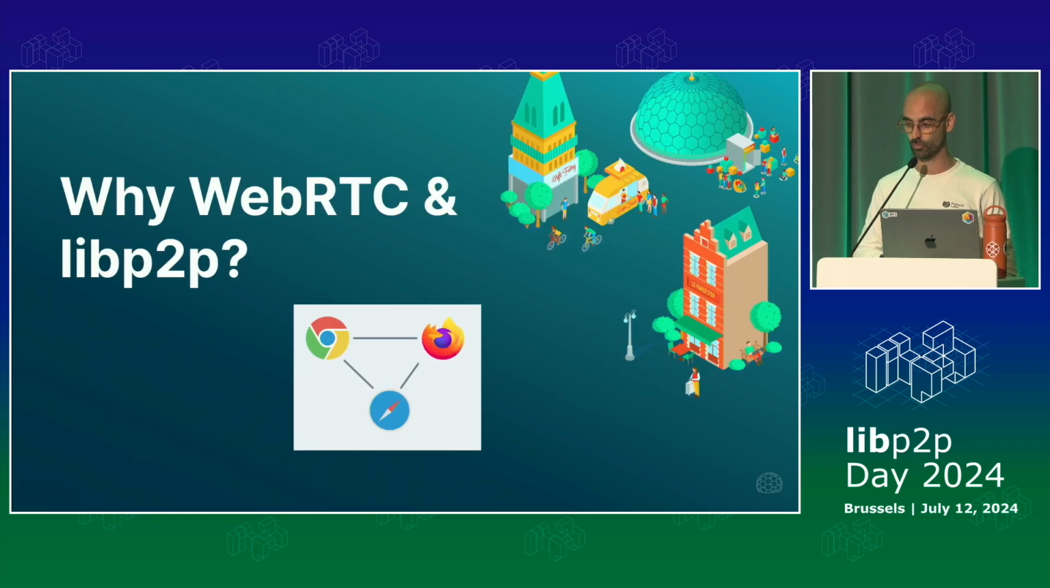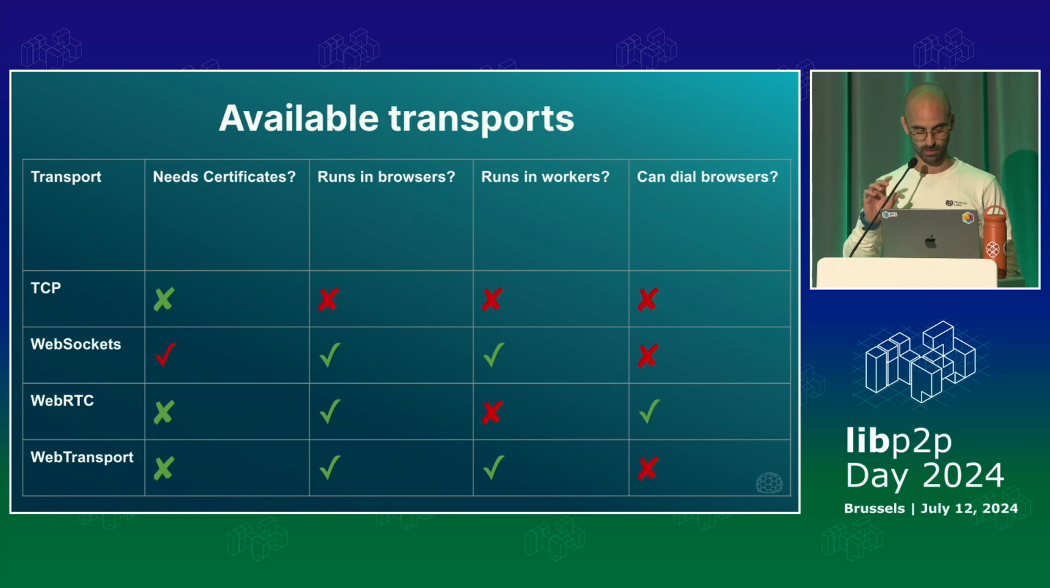Okay, so why WebRTC and libp2p? First of all, let's start with why WebRTC. Here's a list of some of the transports that are available, with the exception of TCP. These are the three transports that we have available in browsers today: WebSockets, WebRTC, and WebTransport. WebTransport isn't actually implemented in Safari yet. So really, you're probably familiar with WebSockets and WebRTC. TCP obviously is not available.